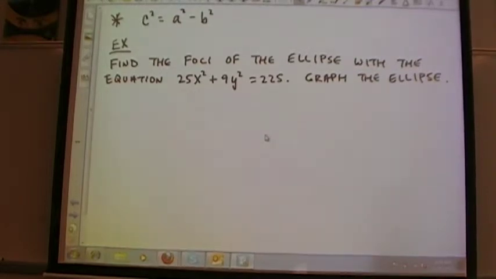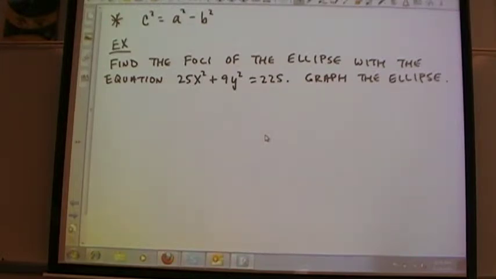Alright. Now, write down that formula. We're going to use that formula, c squared equals a squared minus b squared. No, it's not the Pythagorean theorem. That would be a squared plus b squared. c squared equals a squared minus b squared. We're going to use that to find the foci. Funny word.